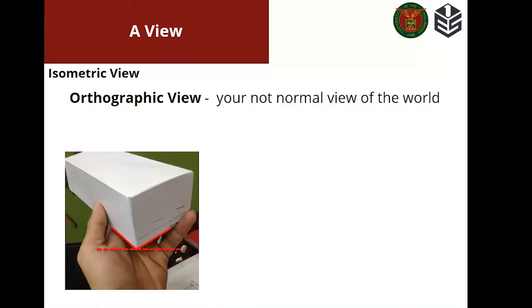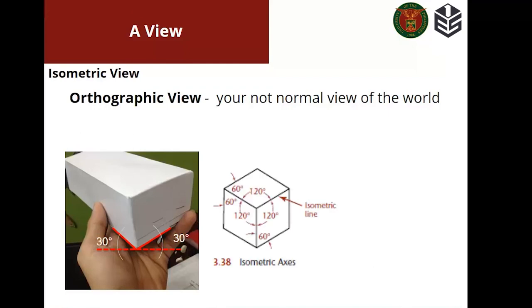So for example, these are the common views inside orthographic view so that we will be able to see the object clearly. First is the isometric view. In isometric view, you will be holding the object at 30 degrees as shown here in the image. And this is the isometric lines and isometric axis. If you are creating a box, these will be the angles of that box, and then you will sketch.